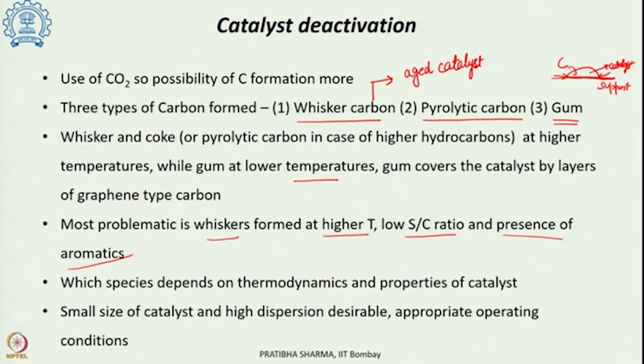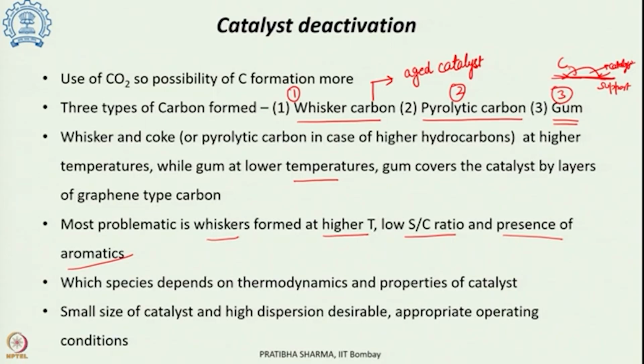Now, which of these species, whisker carbon, coke or gum, will be formed depends upon the thermodynamics of the process. It also depends upon the catalyst substrate interaction. All these are going to decide the species which are formed in the process. At the same time, the shape of the catalyst, the size of the catalyst, how good the dispersion is, how good the support catalyst interaction is, and what promoters we have used, all also determine the catalyst deactivation or coking tendency.